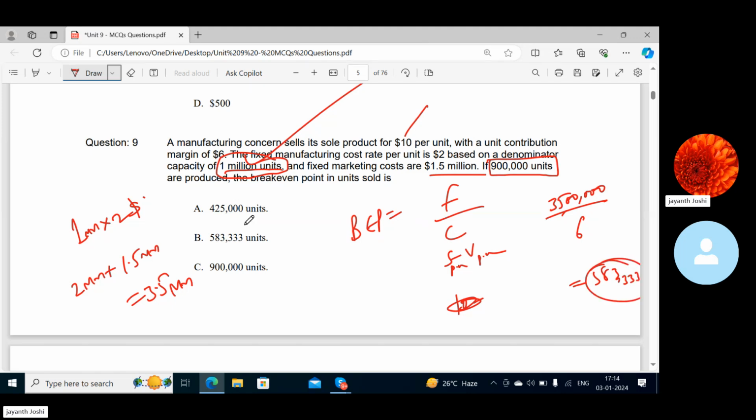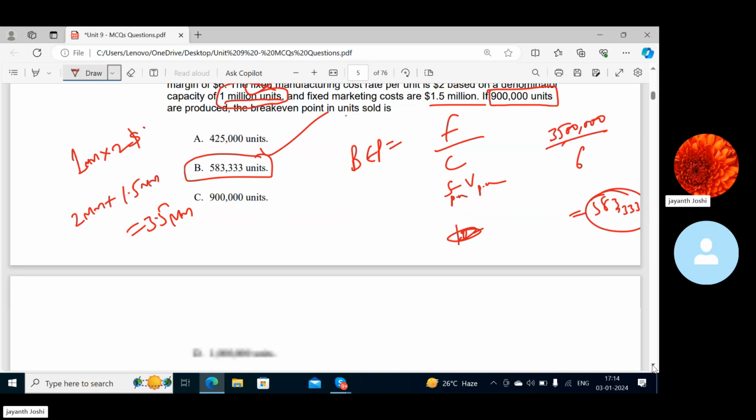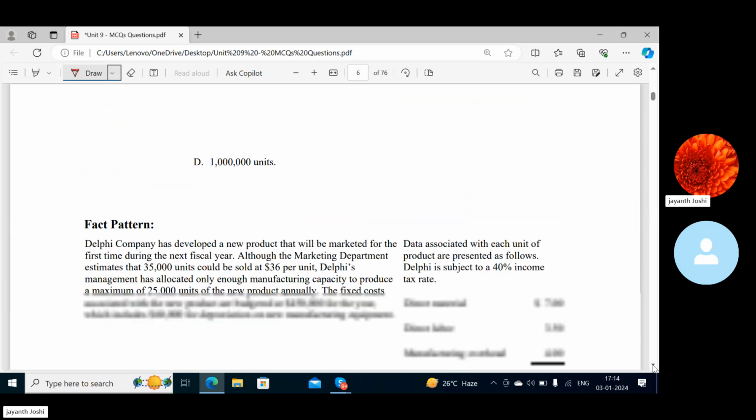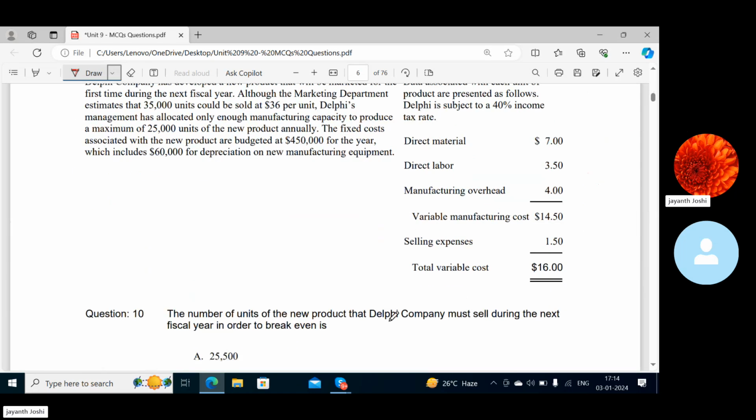Okay. Shall we move forward? Yes. Next question. They're asking the number of units of new product that Delphi company must sell during the next fiscal year in order to break even. So they are asking break even point in units. Will you try this?